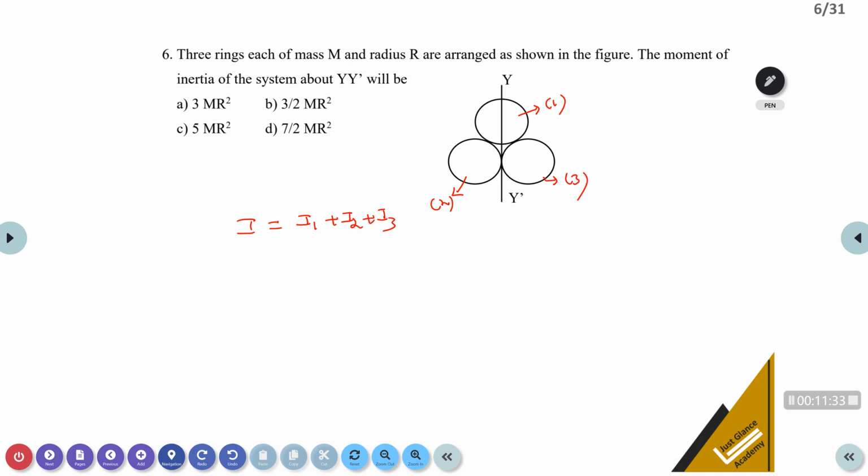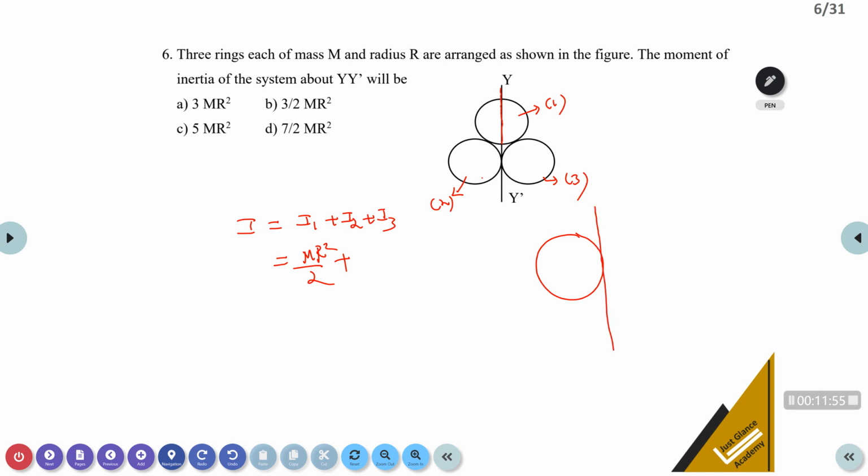This is for I1 now. For ring 1, it is about its diameter. About its diameter, we know that it is m r square by 2. We know this, m r square by 2. But for the second ring, what happens now? It is like this.